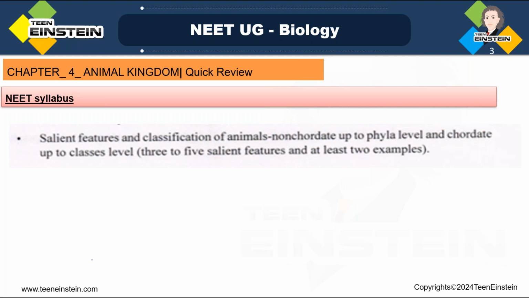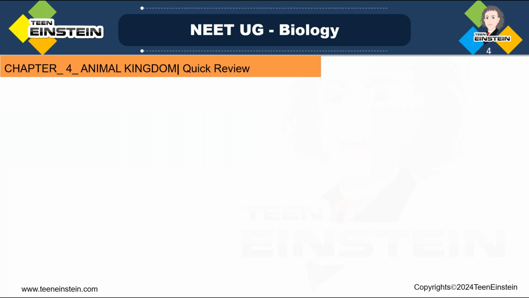And from each group of these animals, you have to learn 3 to 5 salient features. That is, the important features you have to learn, and with 2 examples, you need to learn some important examples related to the previous year questions. So we are going through those topics. So let's start the topics of animal kingdom. So now we are moving to animal kingdom.